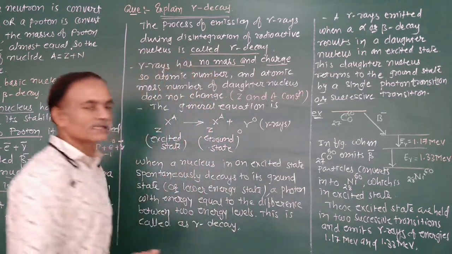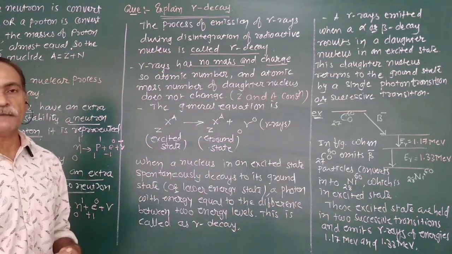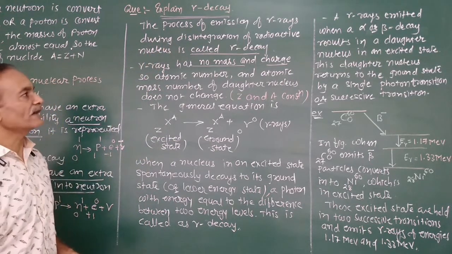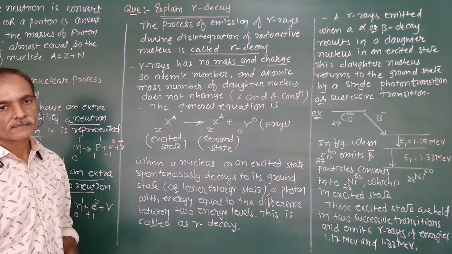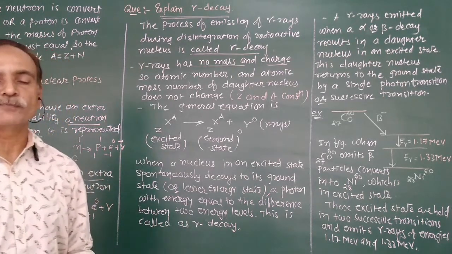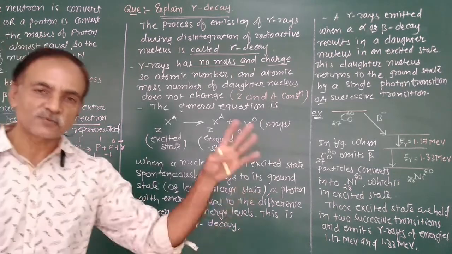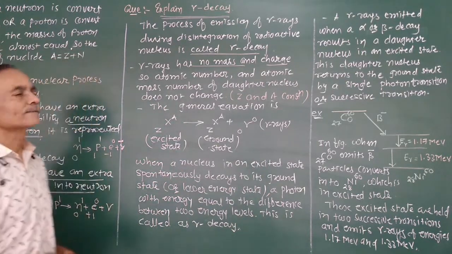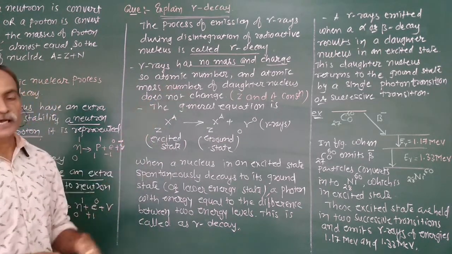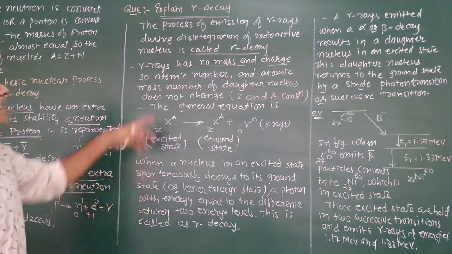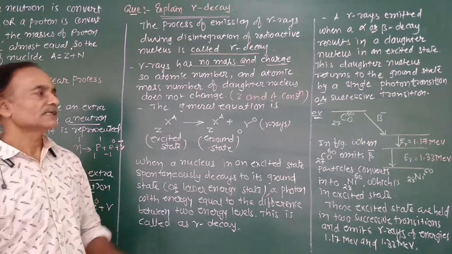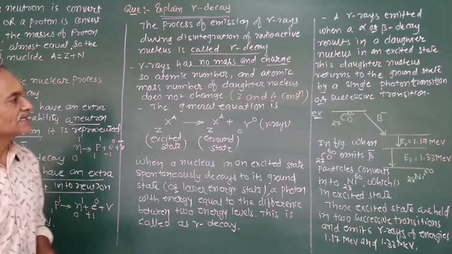Again, what is the gamma decay? The process of emission of gamma rays during disintegration of a radioactive nucleus is known as the gamma decay. When the nucleus is disintegrated, gamma rays are emitted. Gamma rays have no mass and no charge. Therefore, the daughter nucleus has the same atomic mass number and atomic number as the parent nucleus. That means Z and A remain constant, there is no change.